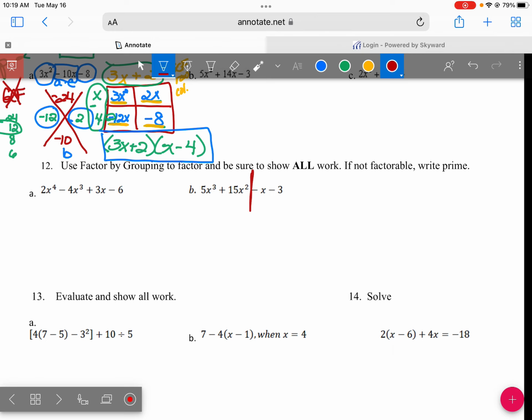Okay, so here we have a polynomial. I forget what it's called, third power, cubed polynomial? That doesn't sound right. Anyway, when you have 4 terms, you need to break it up into 2 and 2.